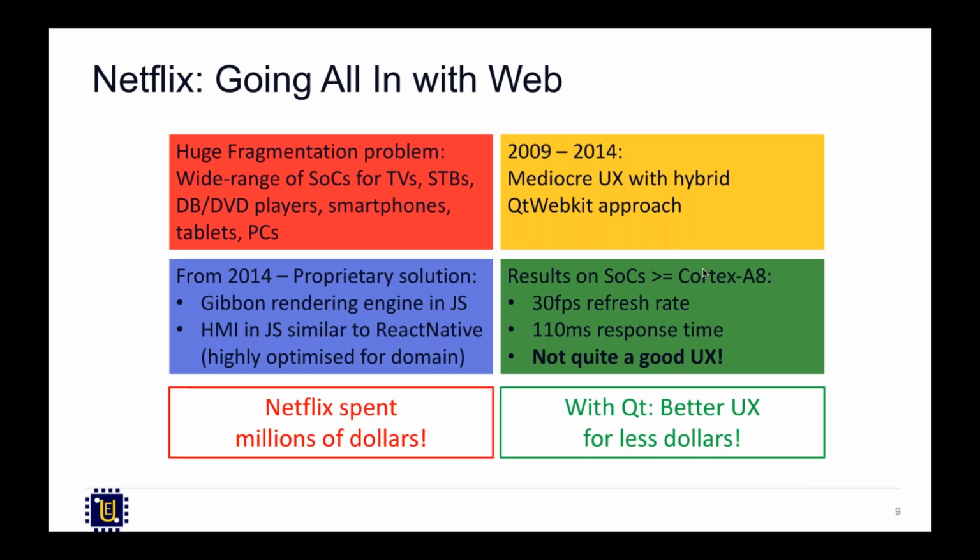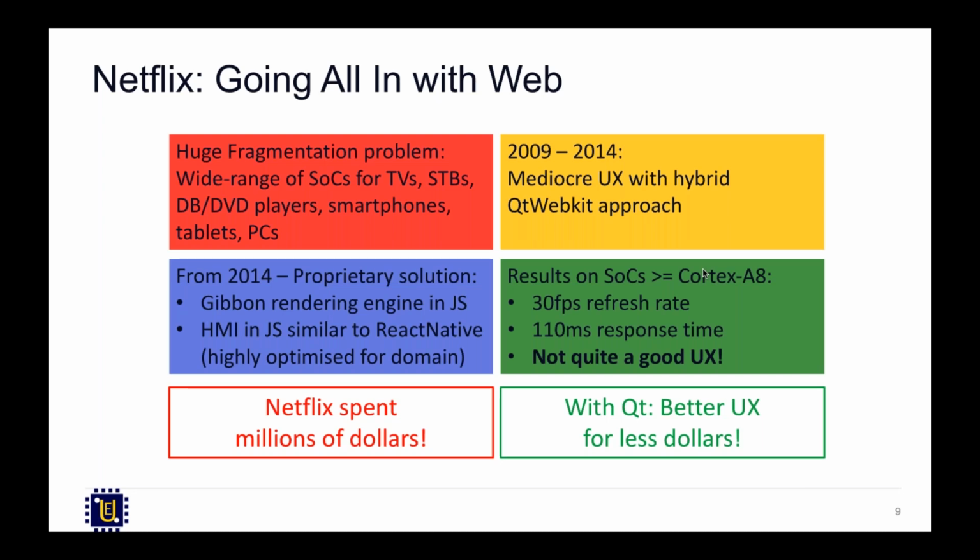And yeah, it's much better than before, to be honest, but it's still not a great user experience. So you see the occasional stuttering in animations and scrolling. The response time is a bit on the slow side with 110 milliseconds. So you could do better. But they are helped by the fact that the SOCs in TV set-top boxes become more and more powerful. So you're talking of at least, I think by now, Cortex A9 or even more powerful SOCs.